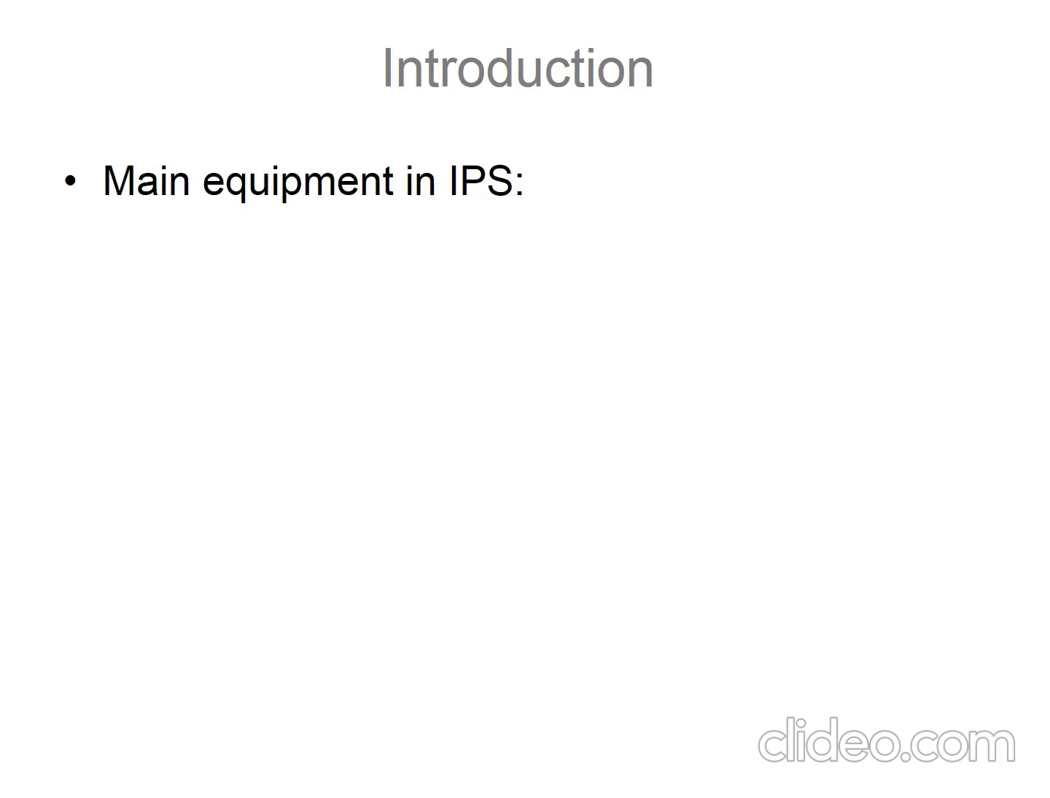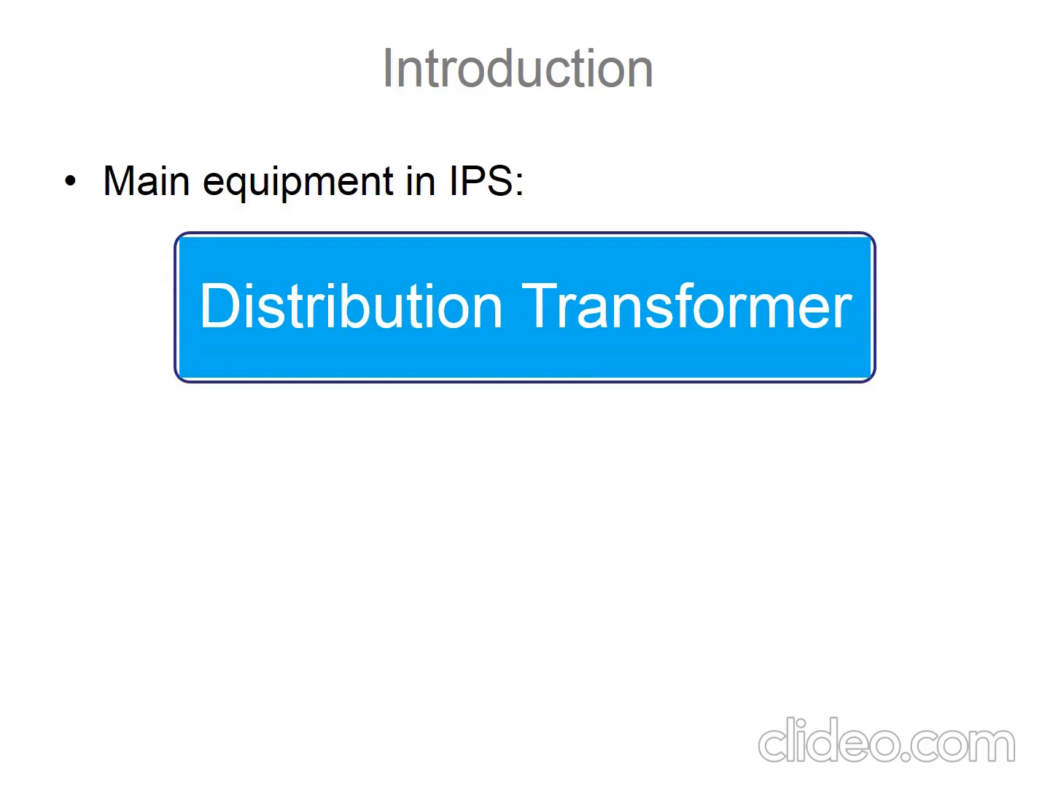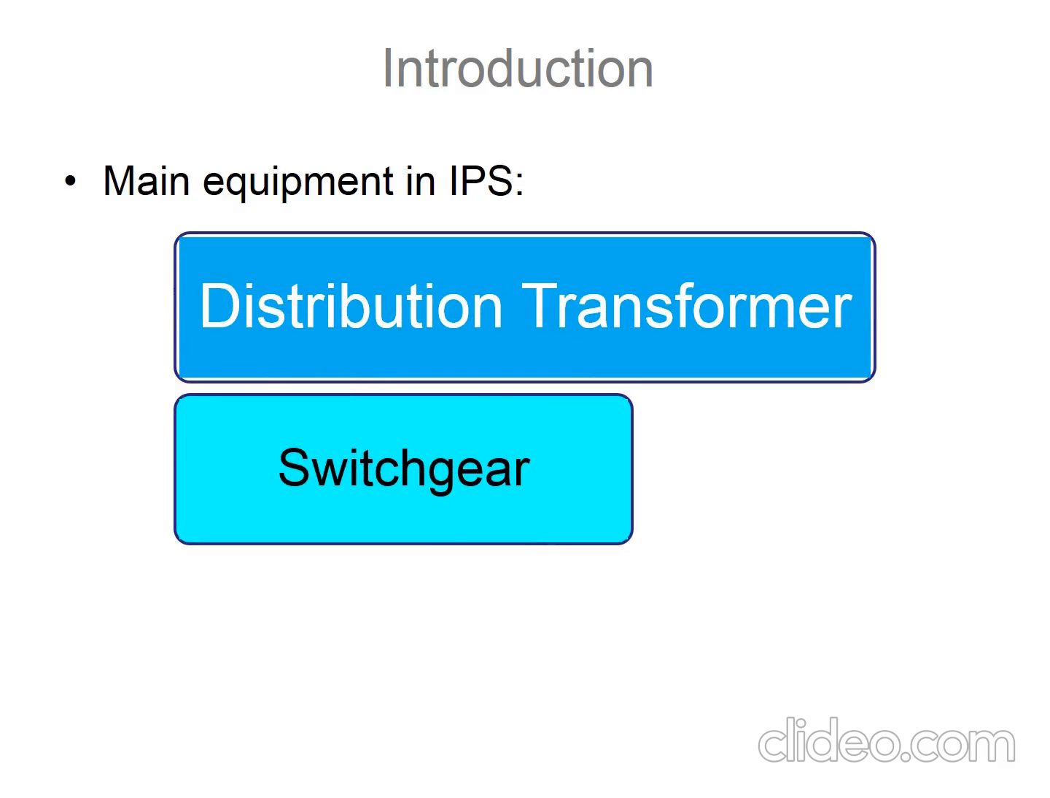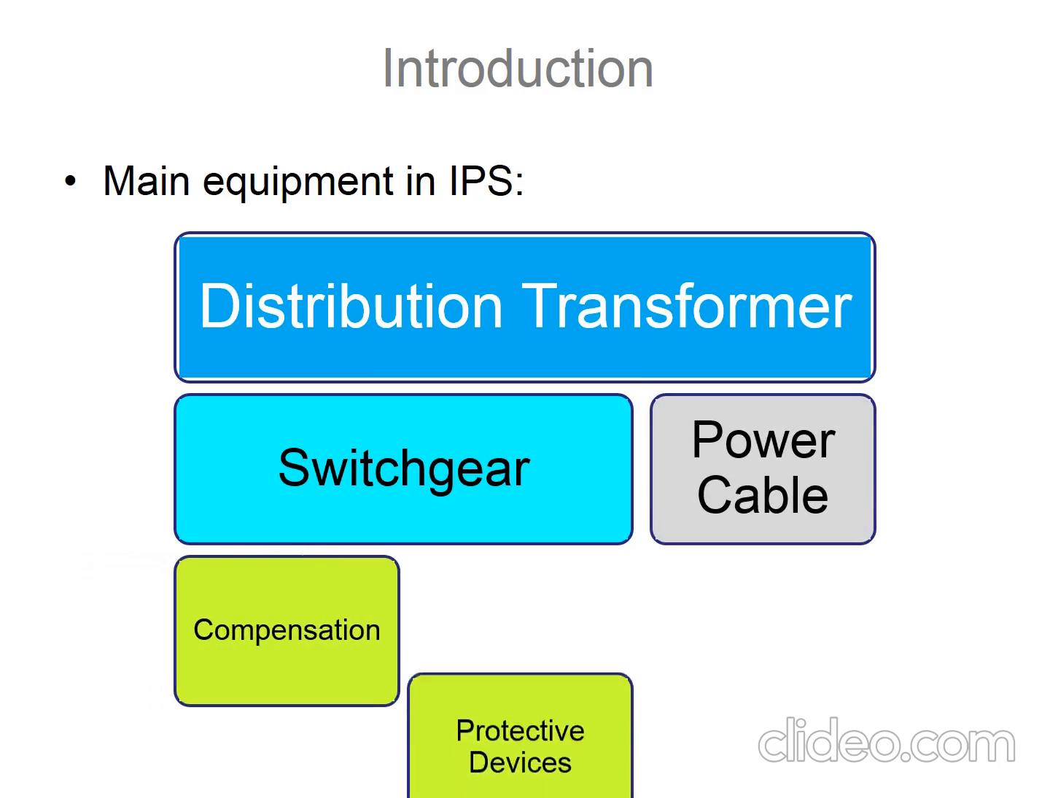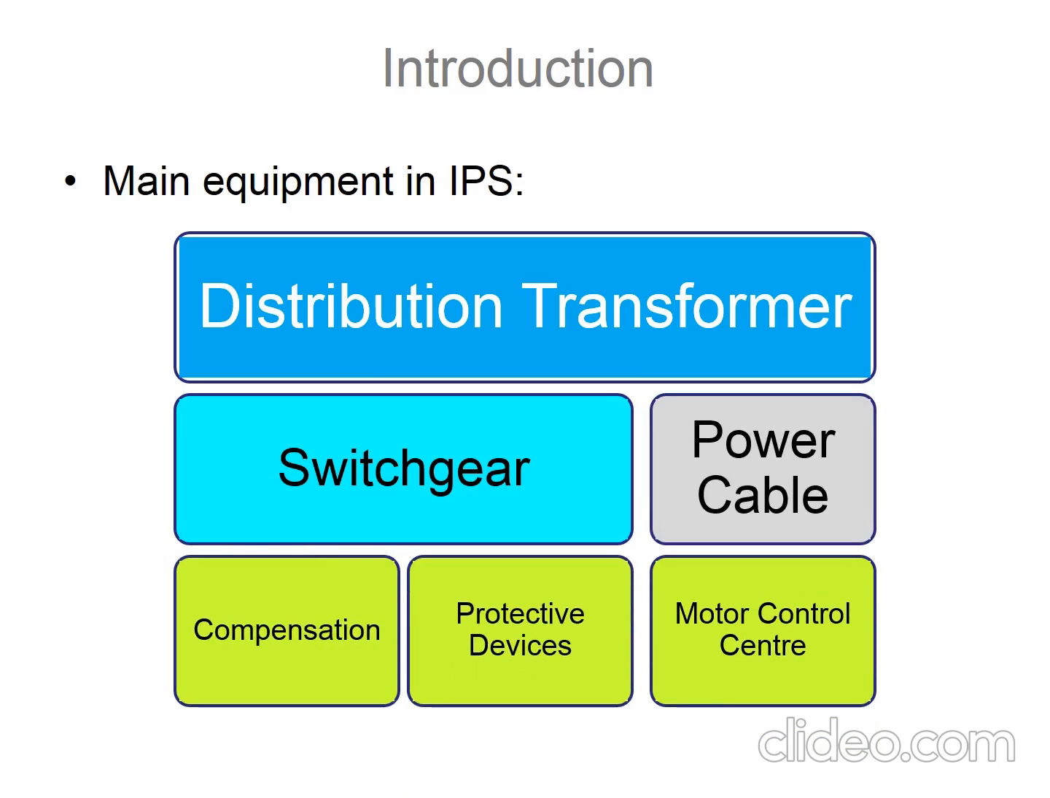So we go to the introduction. The main equipment in IPS: first is the distribution transformer, and then we have switchgear, and then power cable, and then we have compensation, protective device, and also motor control center.